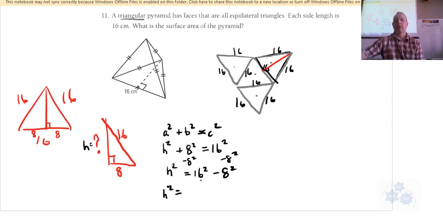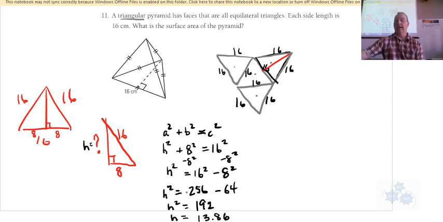Okay, so what's 16 squared? 256 is correct. What's 8 squared? 64. So what is 256 minus 64? 192. What is the square root of 192? 13.856. So let's go with 13.86. Perfect. All right, so now this is the hypotenuse.